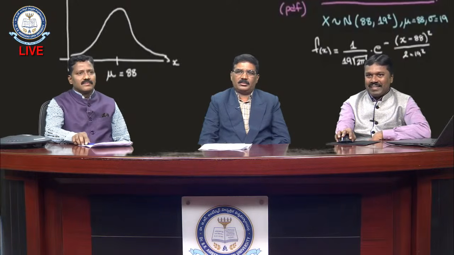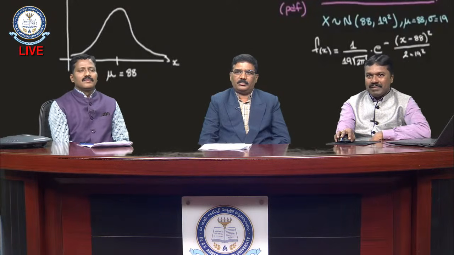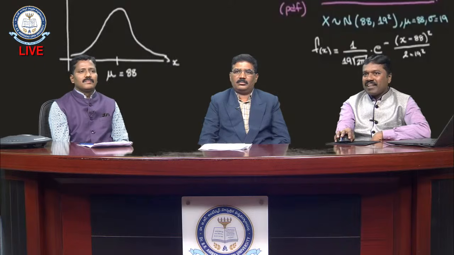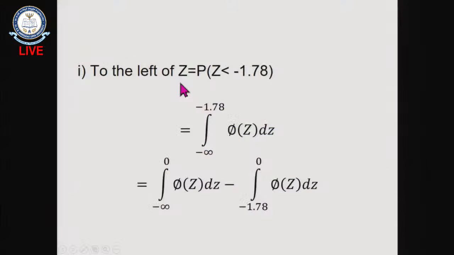So I'll explain this problem one by one. To the left of Z means the probability of Z is less than minus 1.78. So my minus means our interval starts there. What is the range of Z here? Minus infinity. The normal distribution range starts from minus infinity to plus infinity. So I know the end limit, and my starting limit is minus infinity. So the integral from minus infinity to minus 1.78 of phi of Z dz.